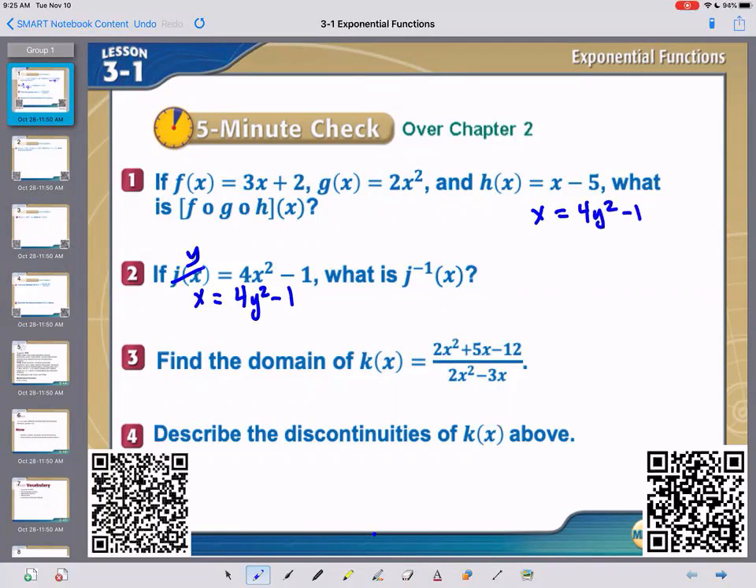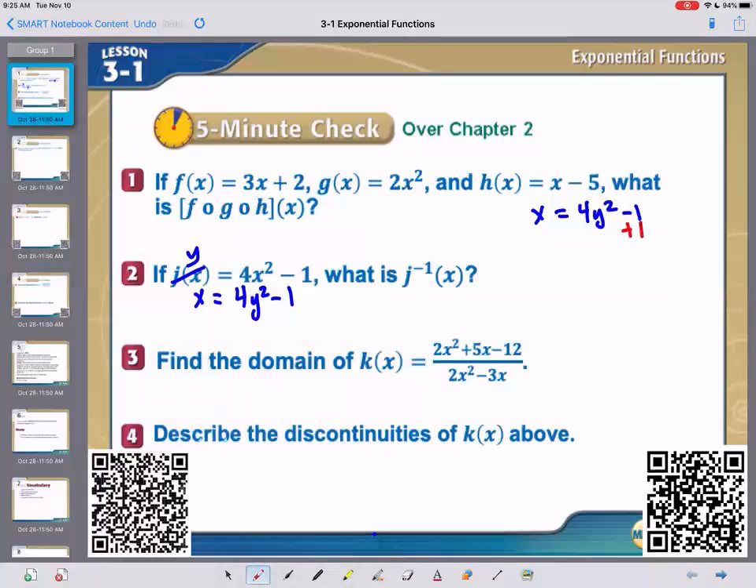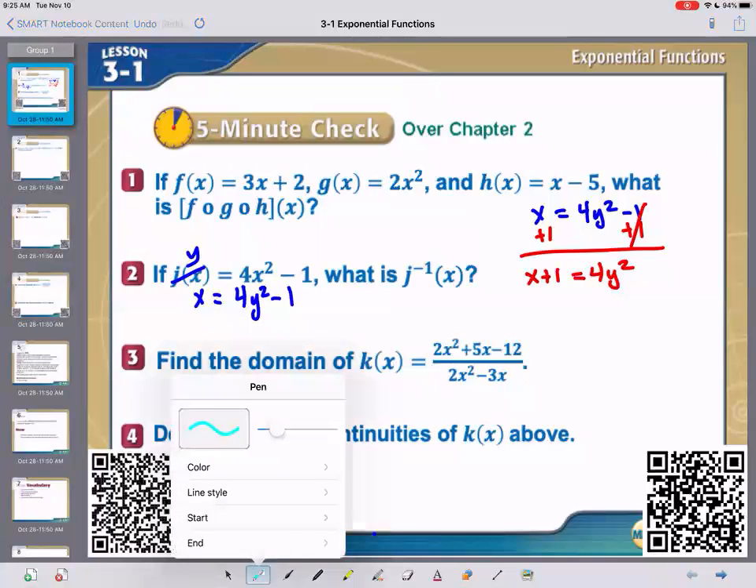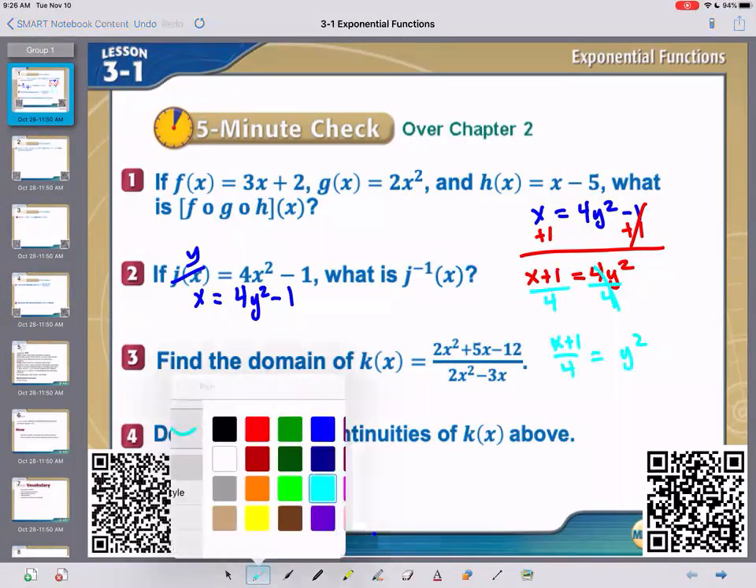how do I get rid of a minus 1? Plus 1. Add 1. We add 1 to each side. And so we have x plus 1 equals 4y squared. How do I get rid of multiplying by 4? Divide by 4. Okay, now I need to divide everything by 4. So that goes away. Now I have x plus 1 over 4 equals y squared. Last step, how do you get rid of a square?